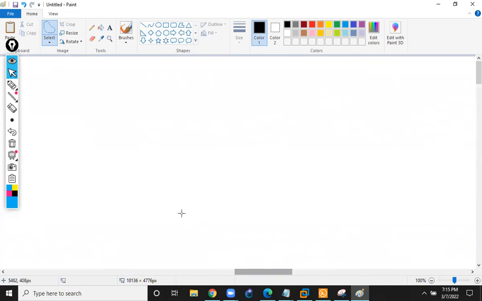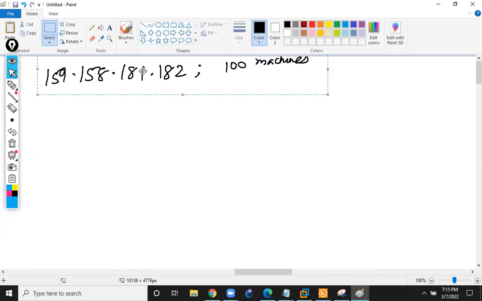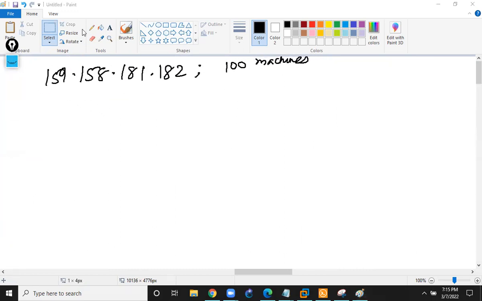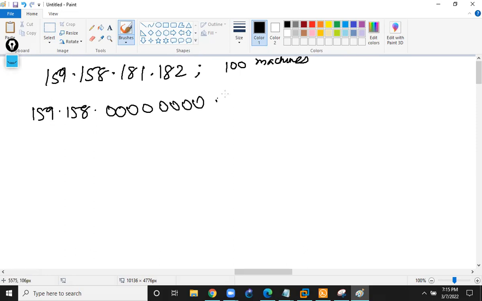Now, this is the question: 159.158.81.182. Let me tell you, the network address here is 159.158.0.0. Then we'll expand it as 0.000000.0000 and write it like this: 1 2 4 8 16 32 64 128, and draw a line between 128 and 64, and the block size is 128.